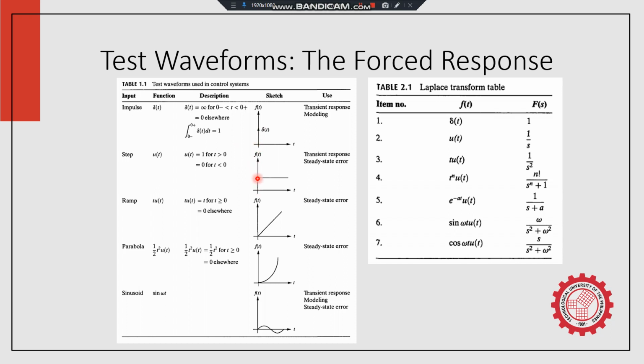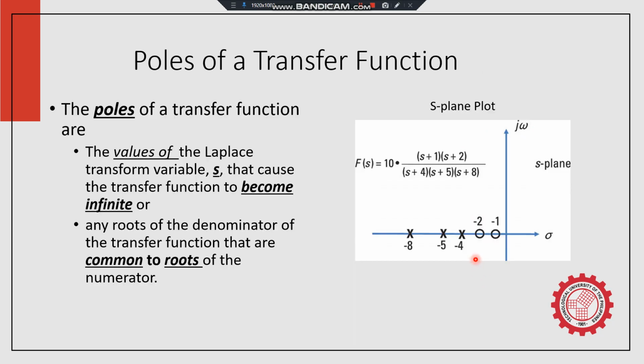For the step, from a certain point of time, say 0, it steps from 0 level to high level. And for the ramp, it is continuously increasing. For the parabola, it has a parabolic shape. As time passes, the function increases in parabolic form. And of course, as we're very much familiar, the sinusoid. And in table 2.1, the Laplace equivalent of each of these functions.